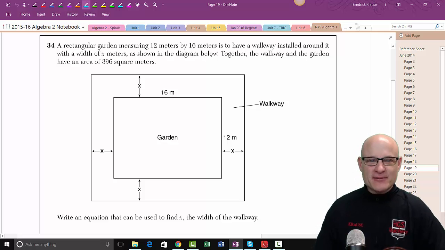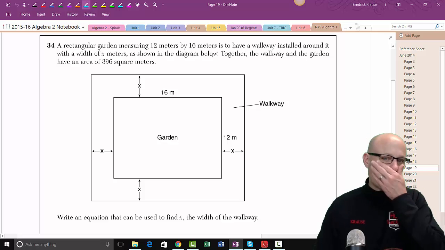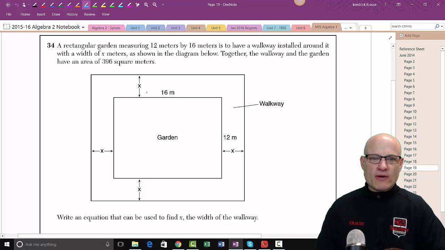Yeah. Anyway, 12 by 16. We're going to put a walkway around it. That's going to measure the same distance. Boom, boom, boom. And together, my new area is going to be 396 square meters. Now, I hope that you guys know that area is equal to length times width. So in this case, area is going to equal 396. So really what I have to do is find out what is the length and what is the width.